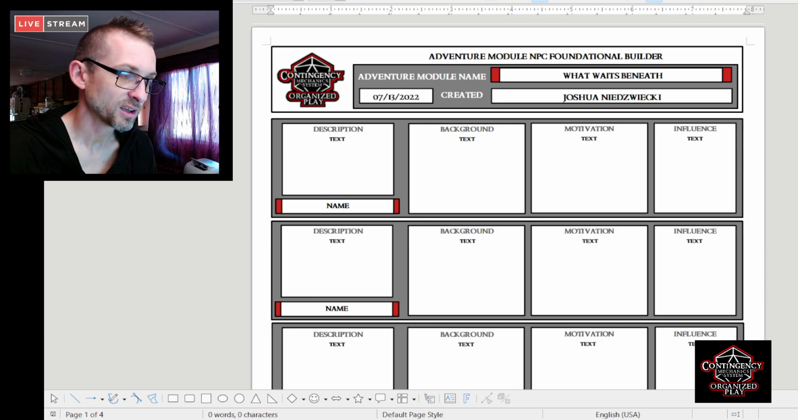So NPC characters, when you're building them foundationally, you want to stick with the basics. You want to name them. Obviously, they have some purpose. They're a foundational character. NPC characters, foundationally, have a name. They have a description. It doesn't have to be anything too extreme. They have a brief background. We're building foundational. We're not developing massive amounts of lore or story with them. We are setting them up to be able to do that.